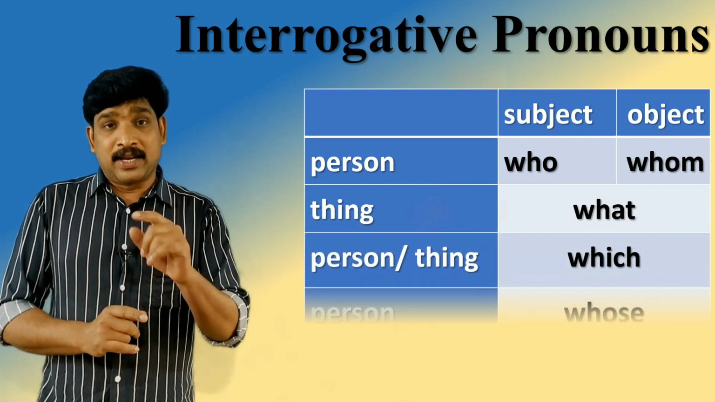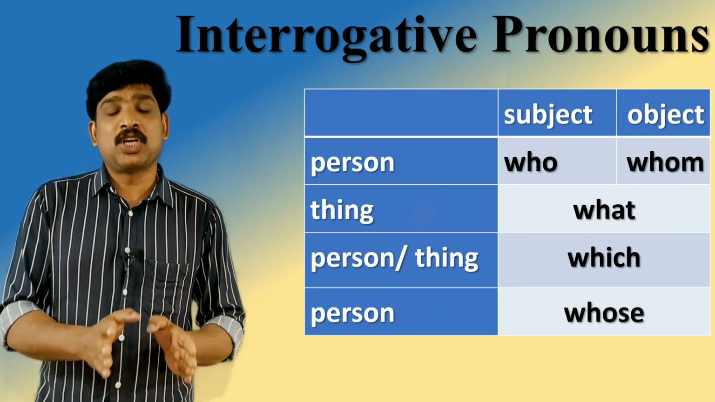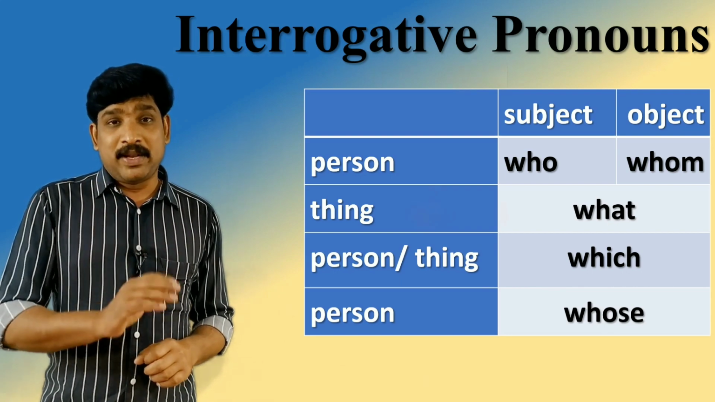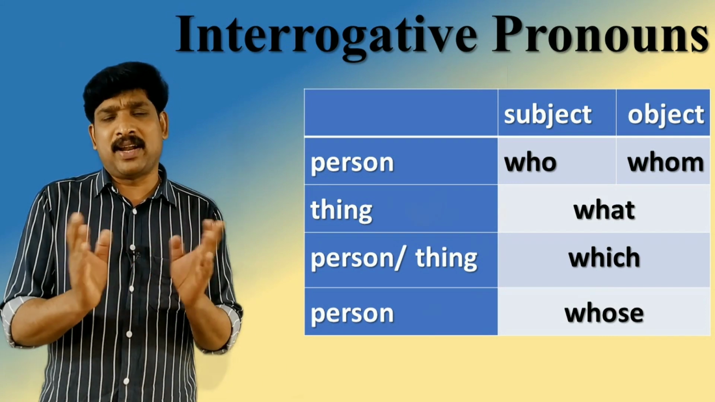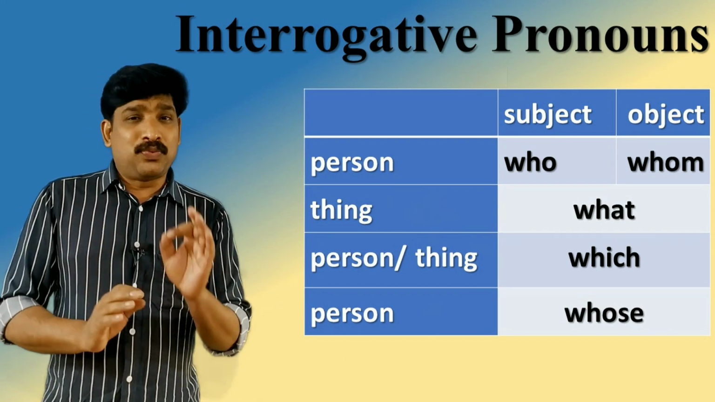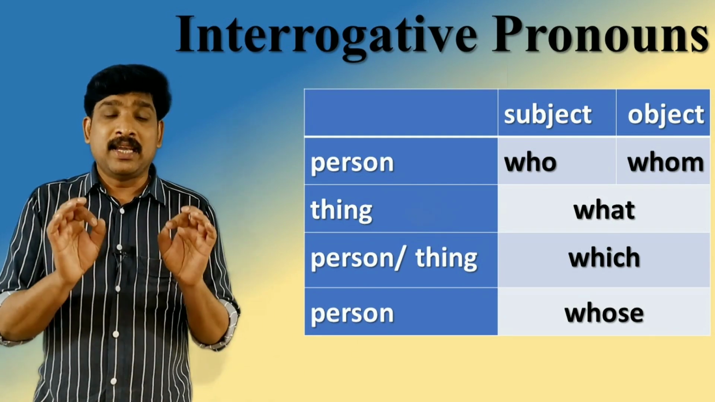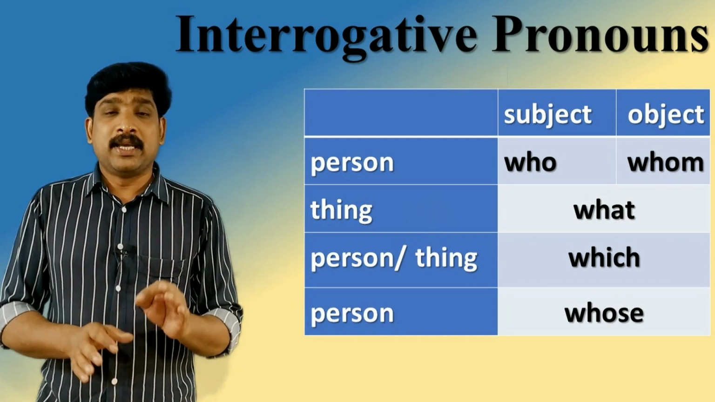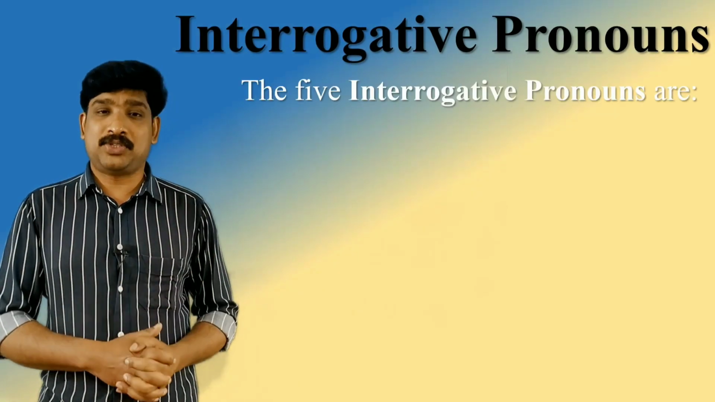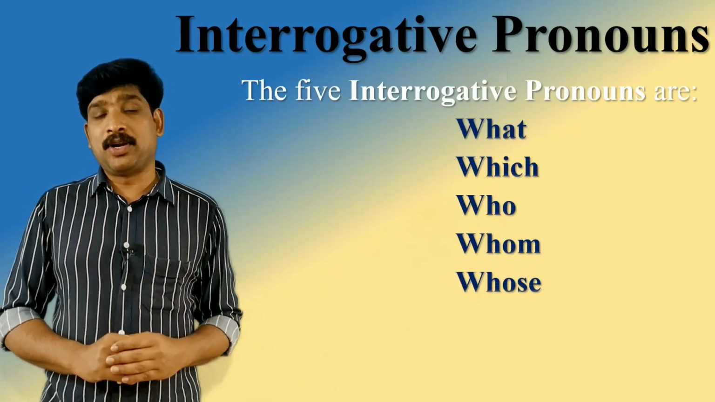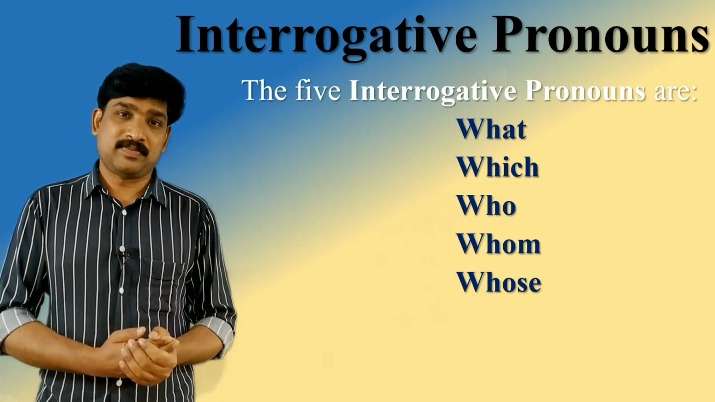Some such as who and whom refer only to people. Others can be used to refer to objects as well as people. Once you are familiar with interrogative pronouns, you will find that it is very easy to use them in a variety of situations. You will know for certain that a pronoun is classified as an interrogative when it is used in an inquiring way, because interrogative pronouns are found only in questions and indirect questions. The five interrogative pronouns are what, which, who, whom, and whose.